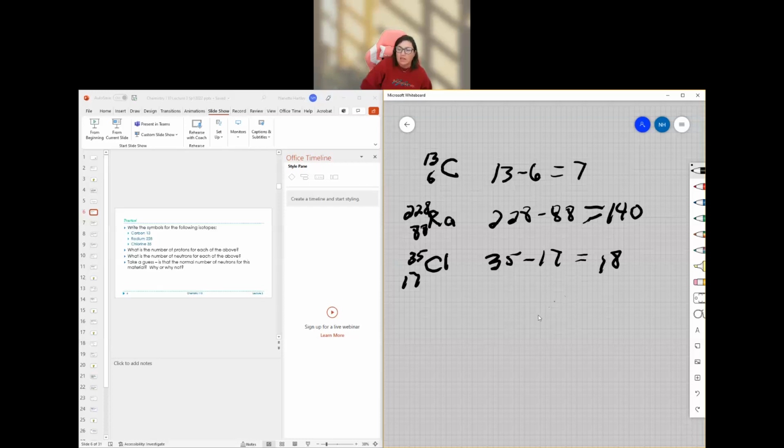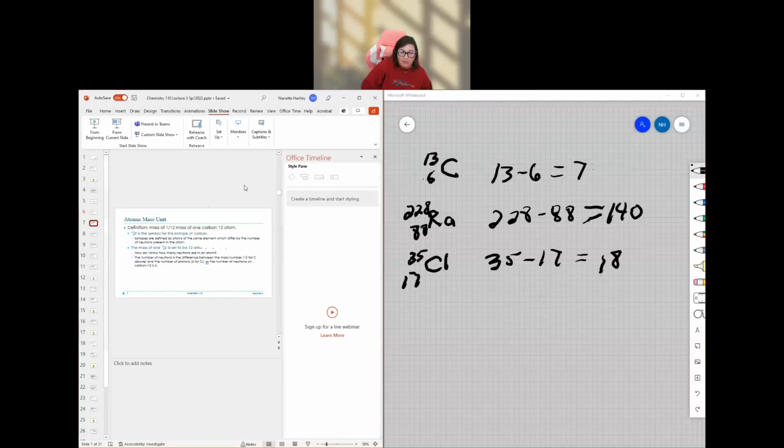And then I say, take a guess. Is that the normal number of neutrons for this material? Why or why not? What the heck do I mean by that? Well, if this number and this number are fairly close for small atoms, that makes a lot of sense. So carbon and chlorine definitely make sense. We're not so sure about this radium because this is 88 and this is 140. Is that a good ratio or not? Well, we don't really know at this point. That may be normal, it may not. At this point, you have no further information from which to talk about that.